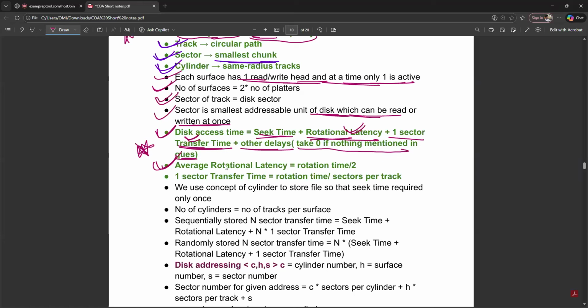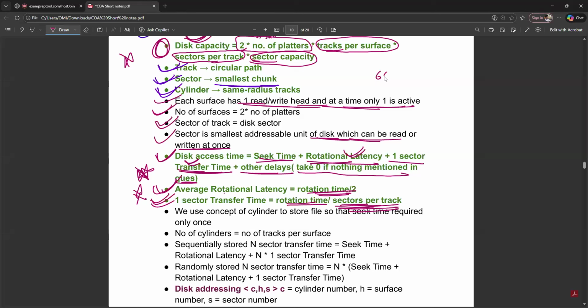So this is the formula. Average rotational latency is equal to rotation time divided by 2. And one sector transfer time is equal to rotation time divided by sectors per track. This is the formula you have to take care of. You can easily find rotation time based on the revolution.